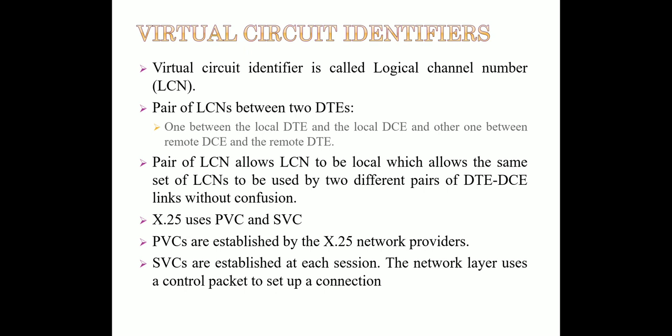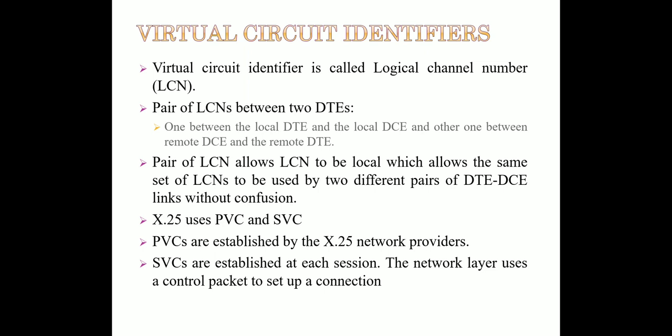Next is virtual circuit identifiers. Virtual circuit identifiers in X.25 are called Logical Channel Numbers, or LCNs. Whenever there is a virtual circuit, there will be a pair of LCNs. One of the LCNs will be between the local DTE and local DCE, and the other logical channel number would be between the remote DTE and the remote DCE.